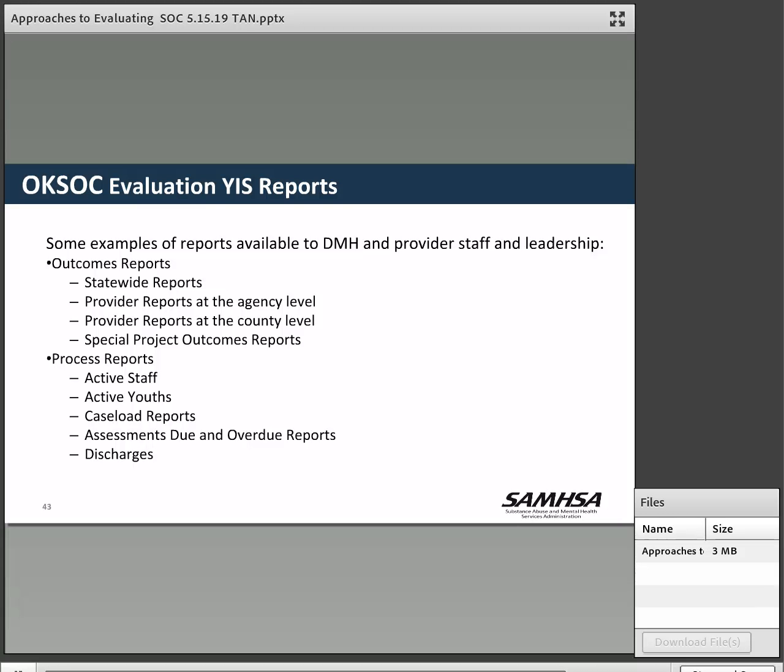We also, of course, have embedded the NOMs in the YIS, and so we are a part of the national evaluation right now for one of the expansion grants, and we do the evaluation ding-dongs, that's what we call it. We ding-dong them in several different ways to make sure that we have as many assessments and follow-ups completed as possible for the state and for the national outcomes measures. And so we have reports that can be pulled at any point in time that will say which ones are due and which ones are overdue.